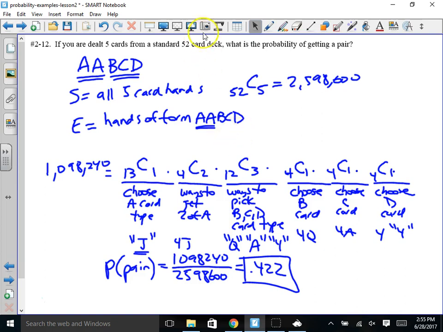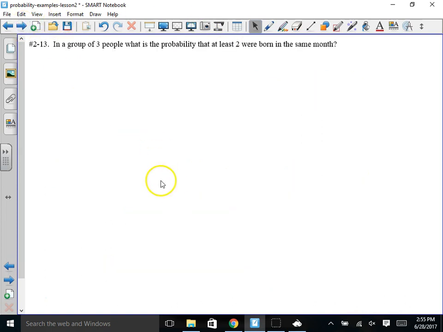Also a little tricky. It says in a group of 3 people, what's the probability that at least 2 were born in the same month? All right, so there are 2 ways to solve this problem. There's an easy way and there's a hard way. I'm going to go ahead and do the easy way first, and then we'll talk about the hard way and why we really don't want to do it that way, but we'll go ahead and do it just to show that it would work as well.